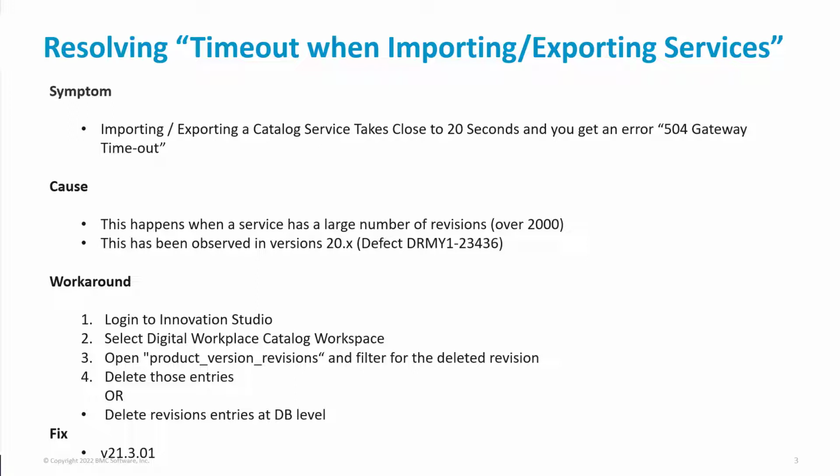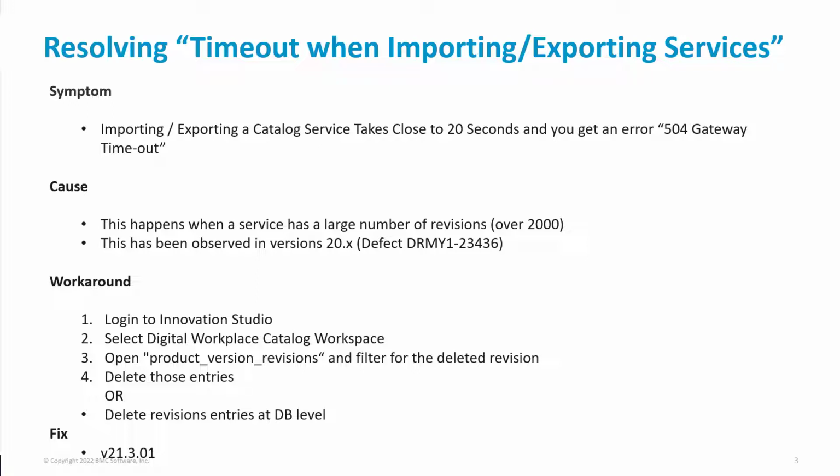Cause is, this happens when a service has a large number of revisions, over 2000. This behavior has been identified in version 2002 and 2008. This issue has been classified as a defect. The permanent fix is in version 21.3.01. There is a workaround that consists in deleting some revision entries in Innovation Studio. Also, we can perform the same activity at database level. Let's proceed to show you in a demo the issue.